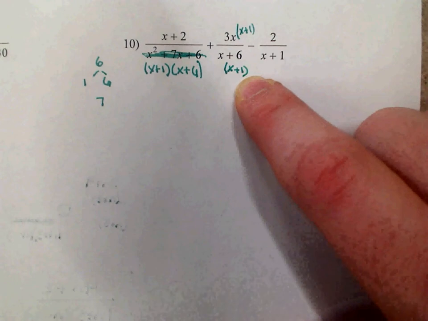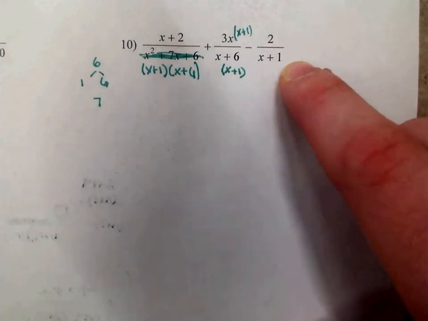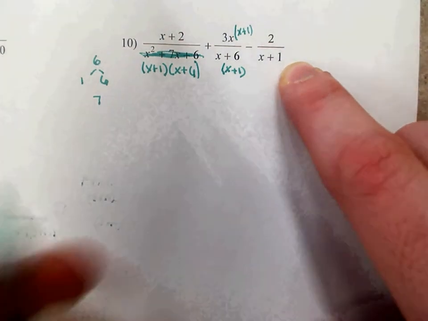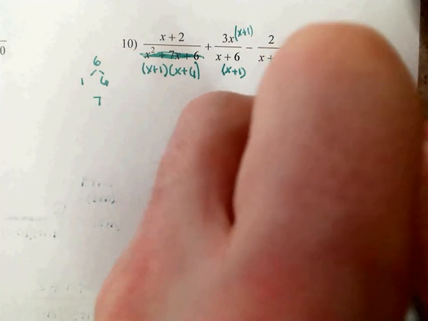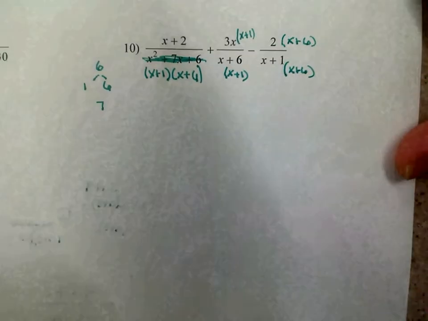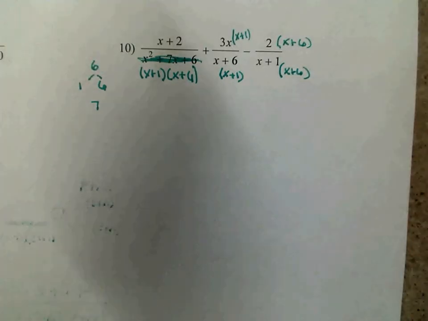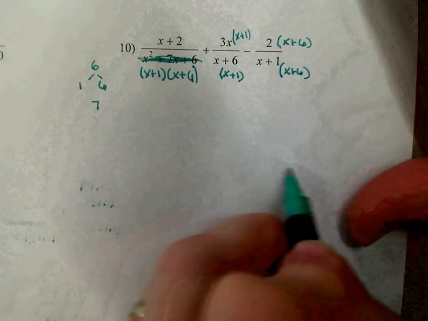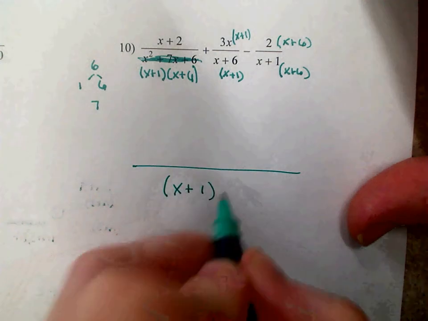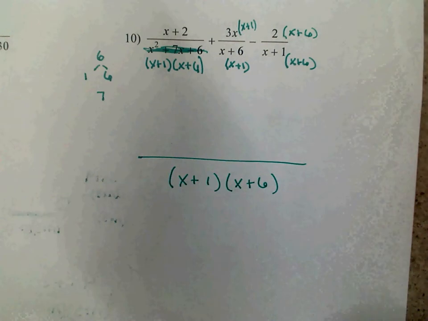Then I look at my last denominator. It already has the x plus 1, but it's missing the x plus 6. So again, just look at each one separately. Ask yourself, what does it have? What does it still need? And let each fraction have what it needs to complete the denominator. So now all 3 denominators have an x plus 1 and an x plus 6. And again, once your denominator is the same on all of them, you don't have to look at it again. That part is done. It's x plus 1, x plus 6.